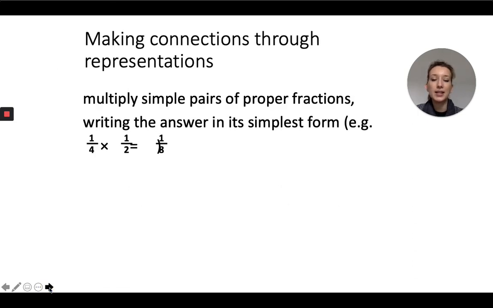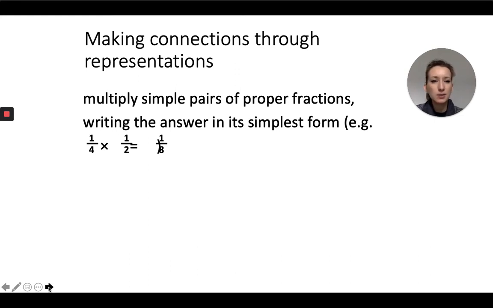Okay, making connections through representation. So multiplying simple pairs of proper fractions, writing the answer in the simplest form. So for example, very much following, so you might have thought those arrays were quite unclear. I mean, why would multiplication have to work like that with those columns and those rows?